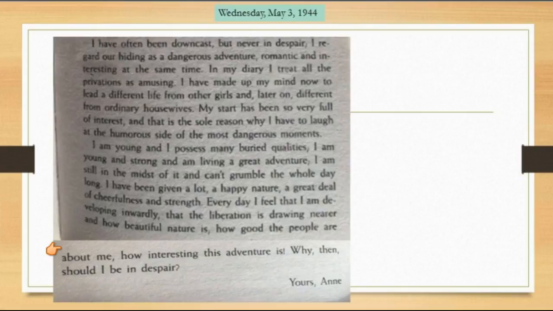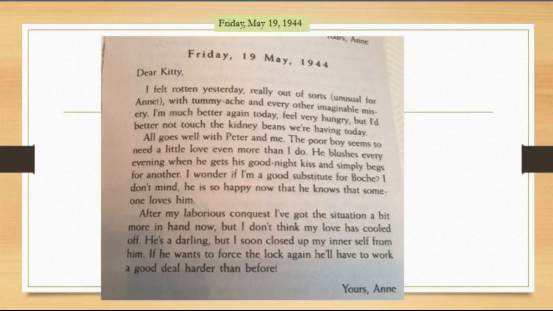Again, you see her positivity, you see her insight. She really has a good understanding of what is going on around her. The next excerpt you will see, basically, and in this group of pages, you will see that Anne starts to see Peter as more of a friend. Remember, she had a crush on him for a little while, but she's now back to thinking of him as a friend.